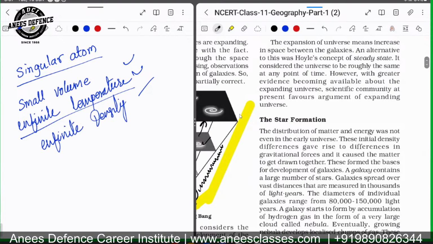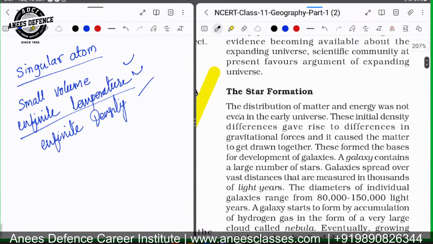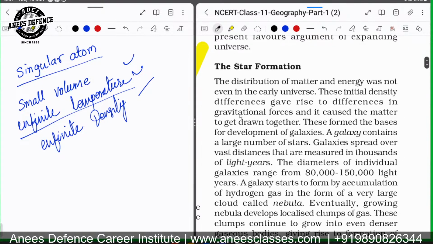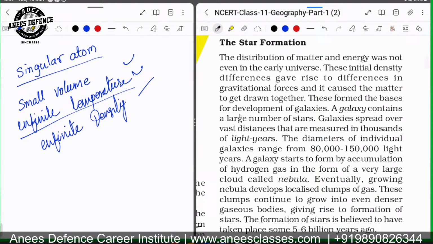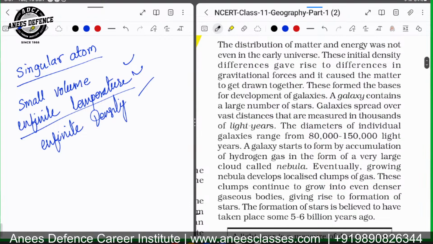So this was the Big Bang for you. Now let us start discussing how stars were formed. The distribution of the matter and the energy was not even in the early universe. The initial density differences give rise to differences in the gravitational forces. It caused matter to be drawn together. This formed the basis of the development of galaxies. So if the question comes, what is the base of the development of galaxies? That it is the difference between the density.